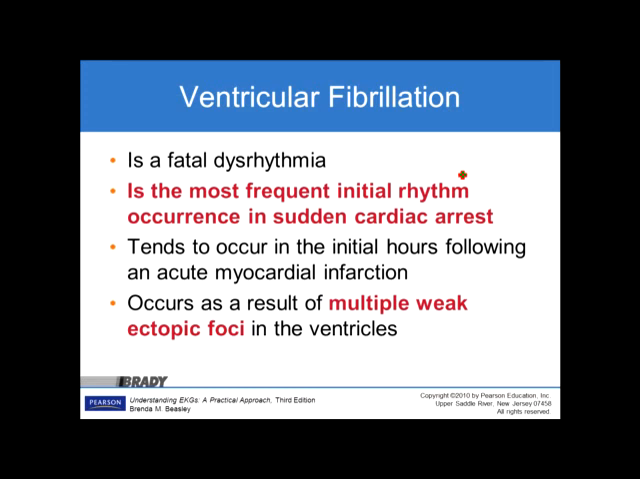Ventricular fibrillation is a fatal dysrhythmia. It's the most frequent initial rhythm occurrence in sudden cardiac arrest. It tends to occur in the initial hours following an acute myocardial infarction, or sections of the myocardium that have died. It occurs as a result of multiple weak ectopic foci in the ventricles. So at this point, every pacemaker site has failed. You're running off the ventricular muscle as a pacemaker site, but now due to the hypoxia, the decrease in the actual amplitude of the focal points is what gives you the fibrillation.